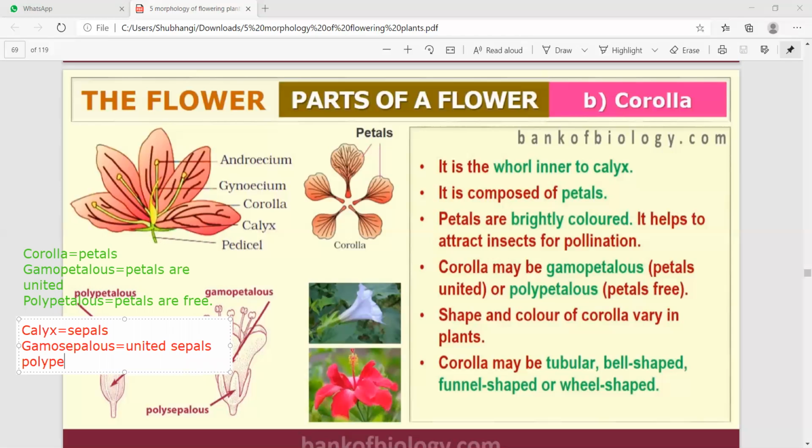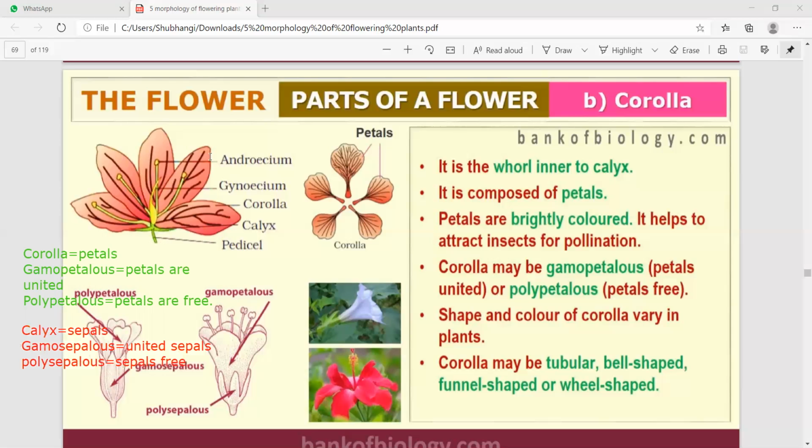And the free condition is sepalous. I wanted you to tell me that. That's why I asked what the sepalous condition is. When sepals are free. Free means they are not united together.